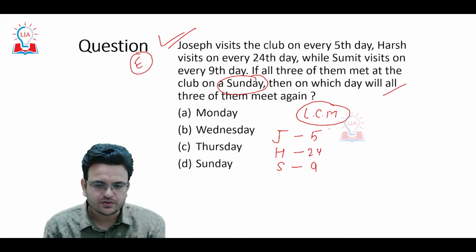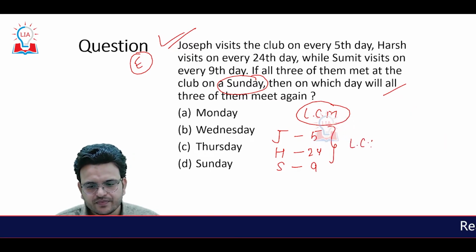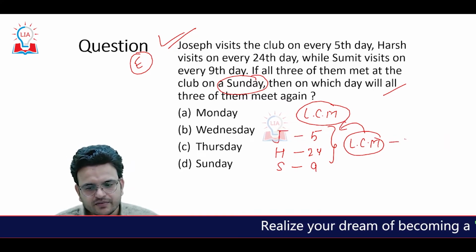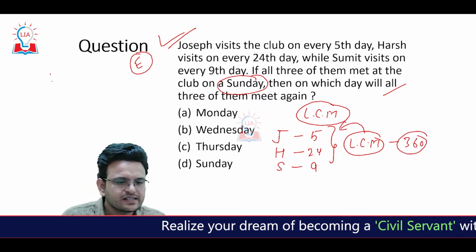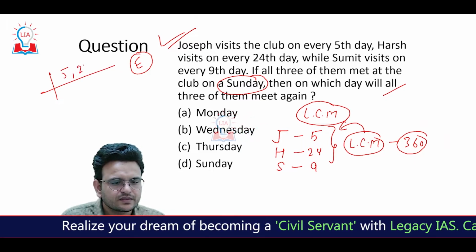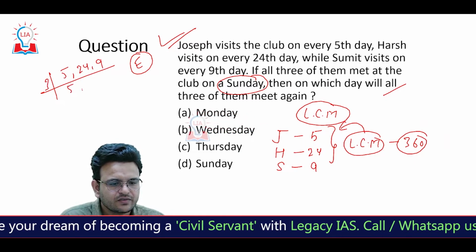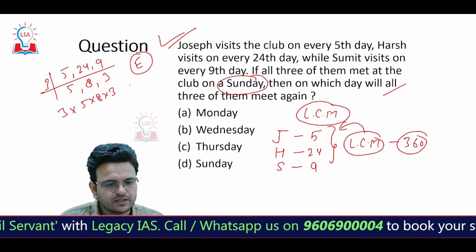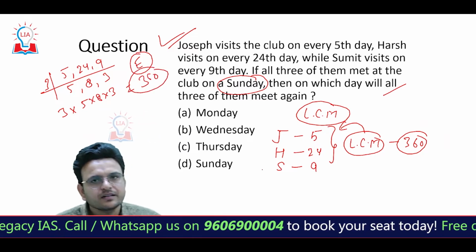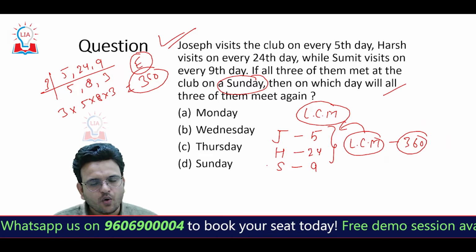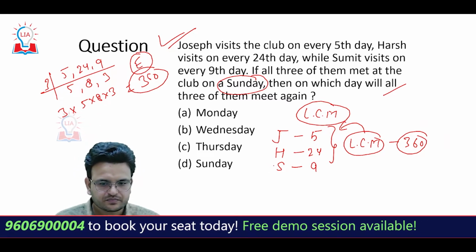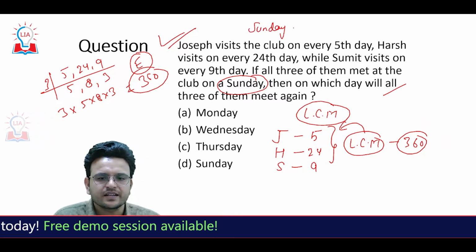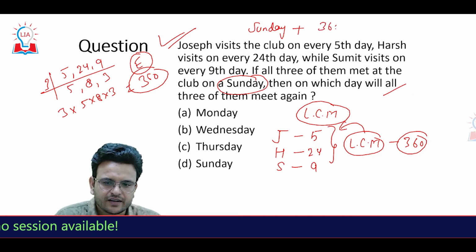So in this particular question, first of all, we have to get the LCM of 5, 24 and 9. So the LCM will be 360. You can get the LCM like this: 5, 24, 9. So 3, 5, 8, 3 and 5, 3 into 5 into 8 into 3, it will be 360. After 360 days, all of them will meet together again. So they met first on Sunday. After Sunday, they are going to meet again after 360 days.